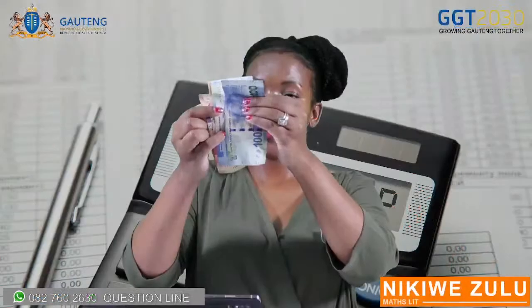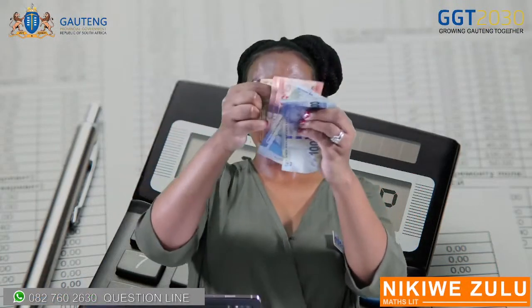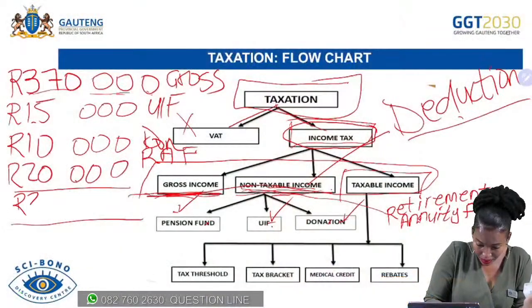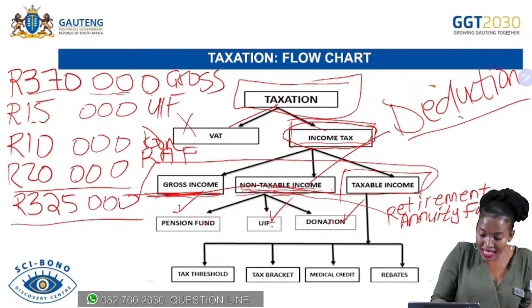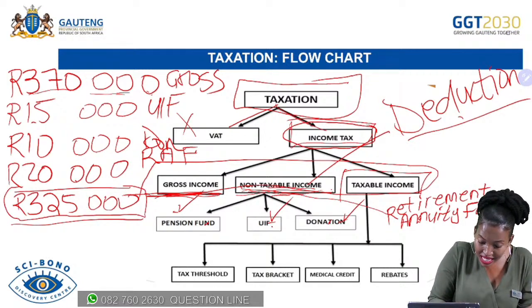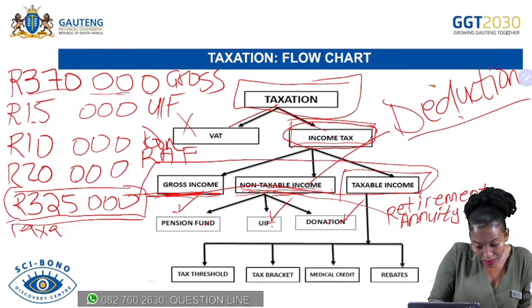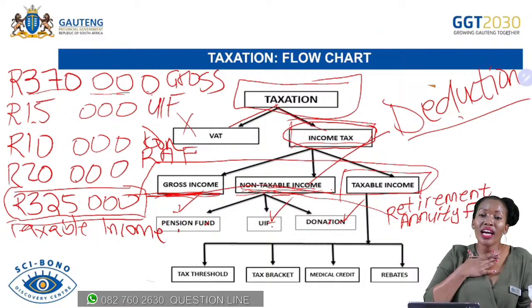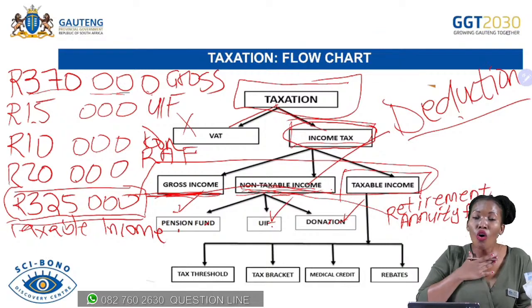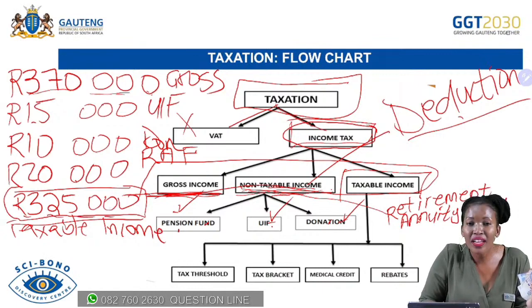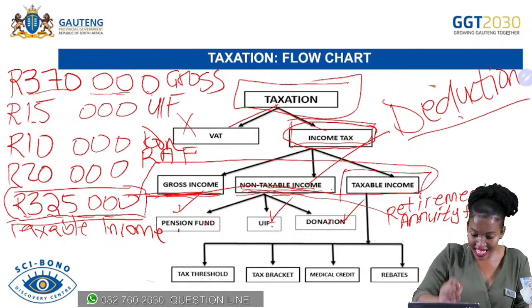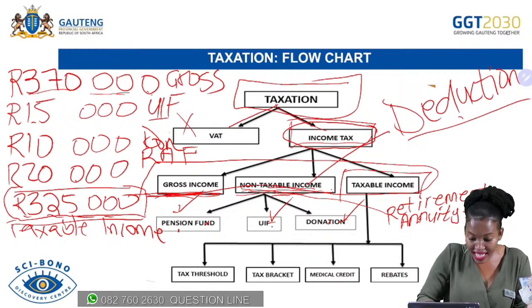I'm left with 325,000. So what is this 325,000? This is my taxable income. So it means if you're going to calculate my tax, you are only going to calculate my tax on 325,000. You will not tax the UIF. You will not tax the donations.